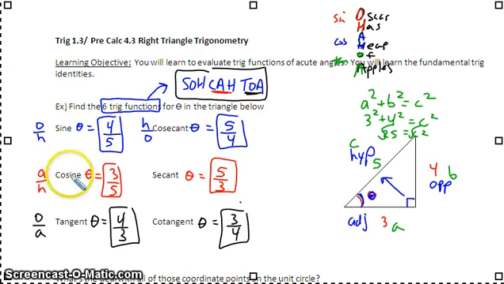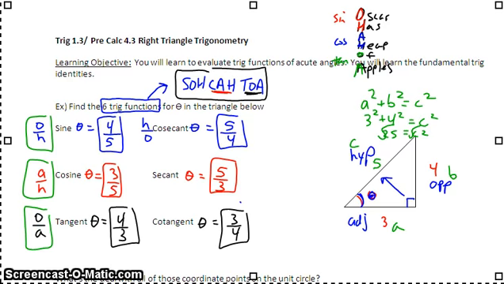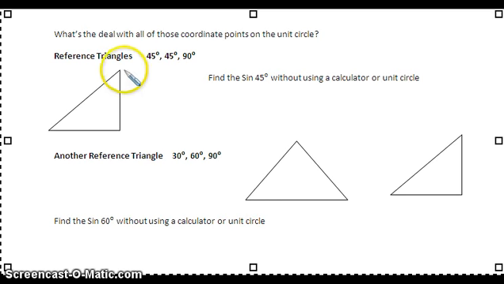This is asking for a specific type of ratio, either opposite over hypotenuse, adjacent over hypotenuse, or opposite over adjacent. Okay, the next thing I want to talk about are two different types of reference triangles. One is a 45-45-90, and the second one we'll talk about is a 30-60-90.